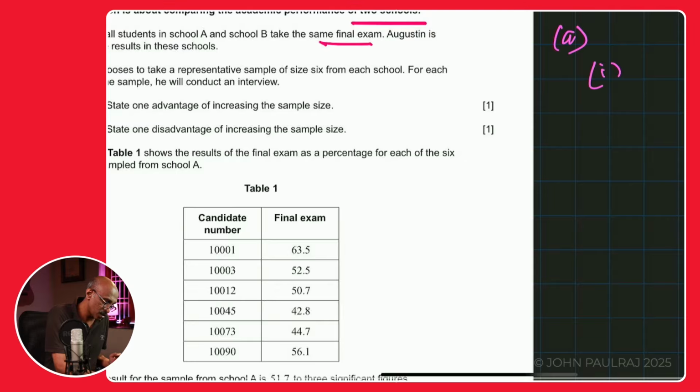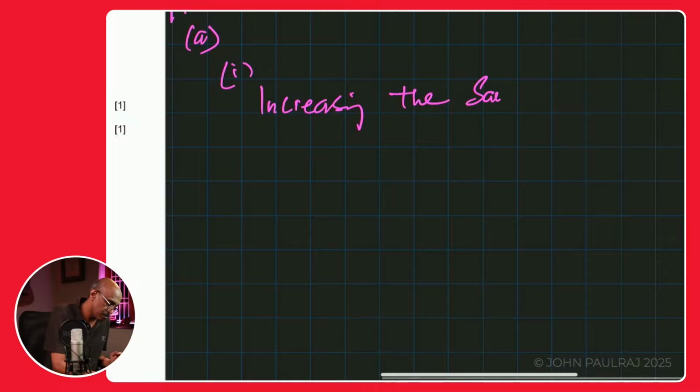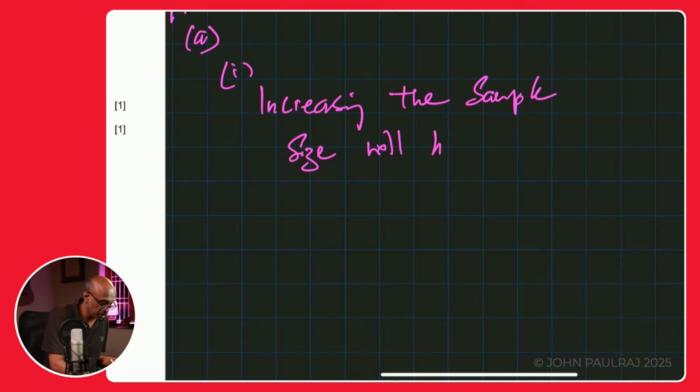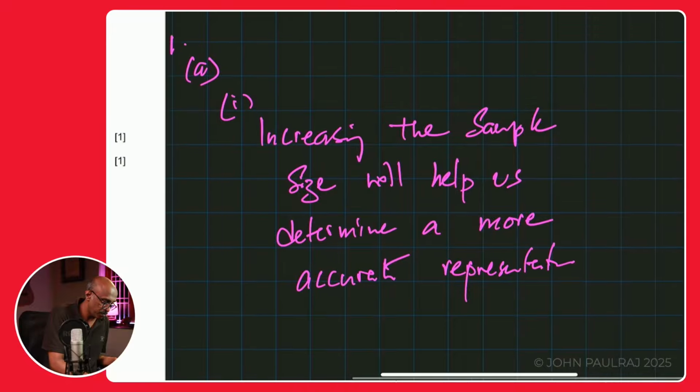A1, this is question number 1. So I'm just going to write: increasing the sample size will help us determine a more accurate representation of the population mean.